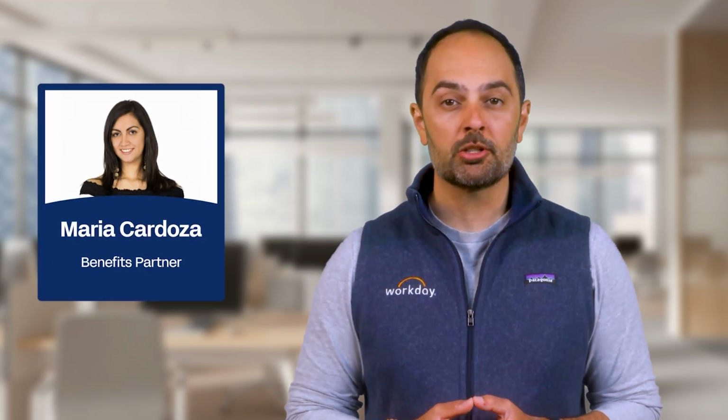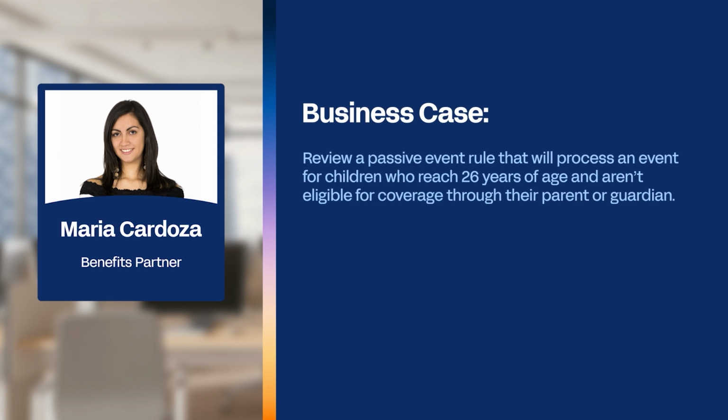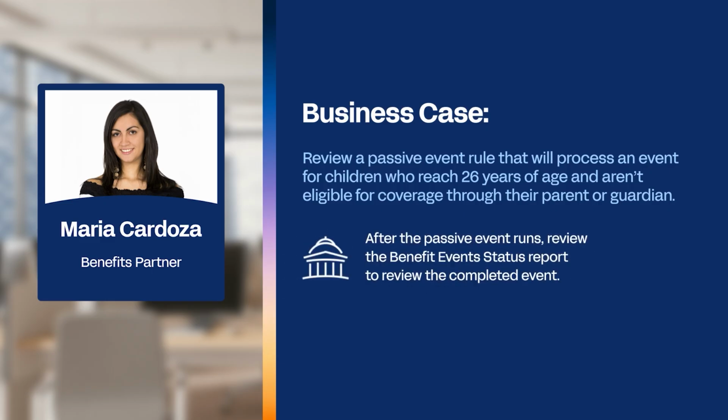Meet Maria Cardoza, a benefits partner for Global Modern Services. Maria will review a passive event rule that will process an event for children who reach 26 years of age and aren't eligible for coverage through their parent or guardian. Then, after the passive event runs, we'll review the benefit events status report to review the completed event. Now, Kai will demonstrate Maria reviewing the passive event.